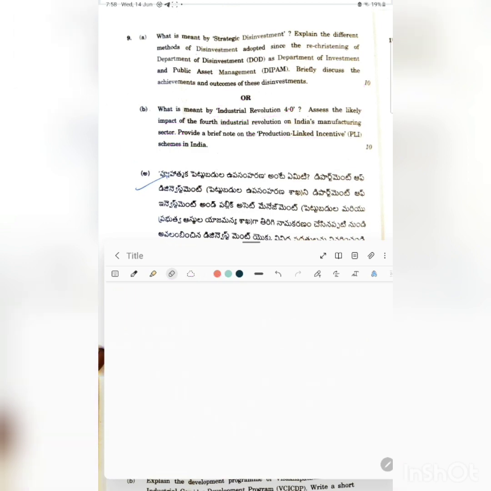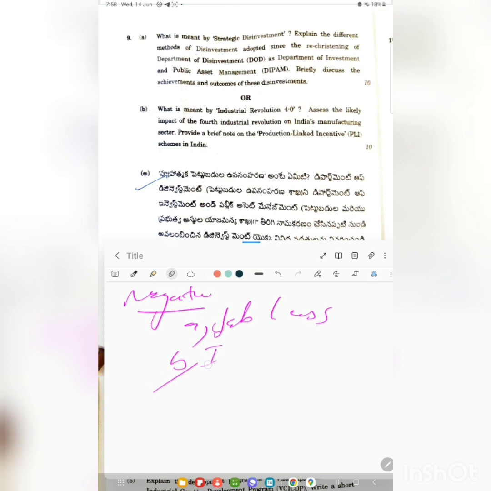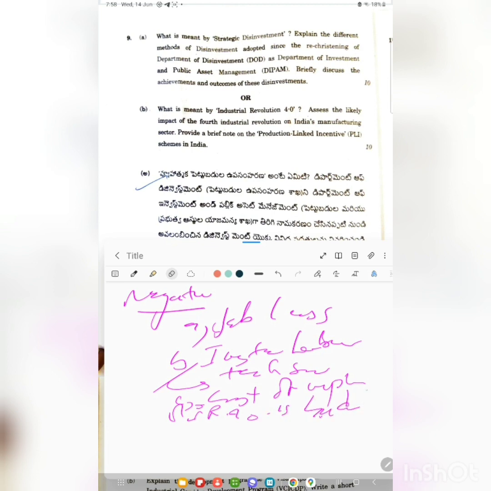Since they asked about the impact, that one was positive. As far as negative impact is concerned, more job losses can take place. Instead of labor intensive industry, you can get very tech savvy industries. As a result, the cost of implementation of Industrial Revolution 4.0 is also very burdensome on the manufacturing sector. So these are the negative impacts.